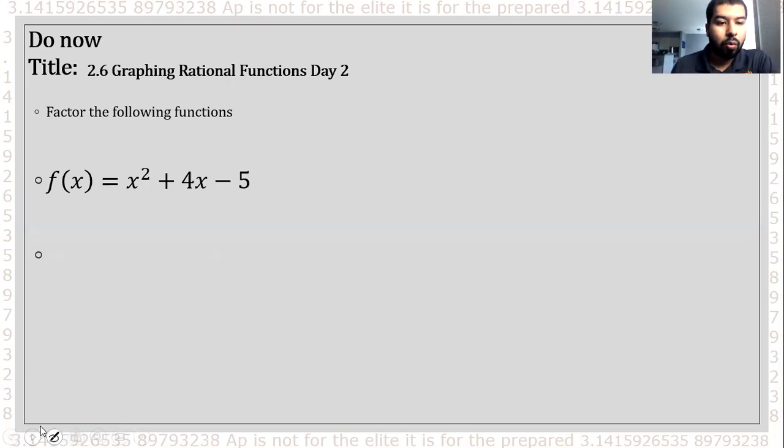I have a quick warm-up here. Go ahead and factor this using what you know from Algebra 2. Pause the video and try these examples out while I hide the panels here so I have more space.